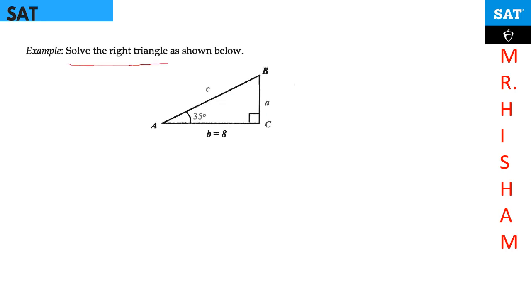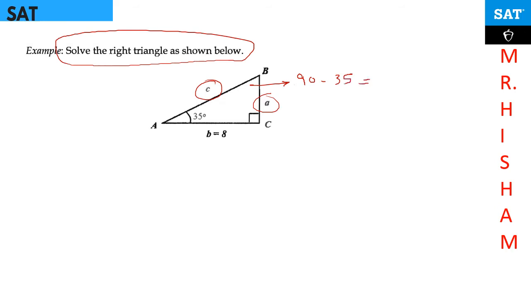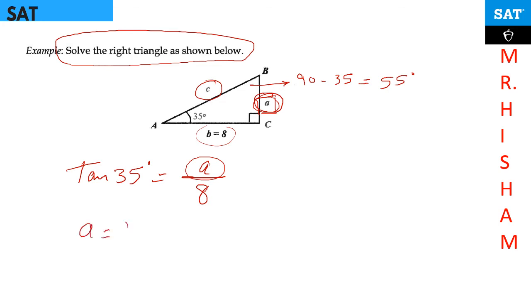What if I wanted to solve this right angle triangle? The meaning of solve here is to find the missing sides and the missing angles. It's clear that the measure of angle B is equal to 90 minus 35, which is equal to 55 degrees. But how can I figure out the length of A without using the Pythagorean theorem? I can do it by applying the tan rule. Tan of the angle A, which is tan of 35, is equal to the ratio between the opposite A and the adjacent 8. So how can I find A? It's 8 multiplied by tan of 35.